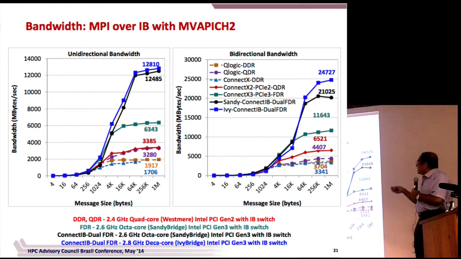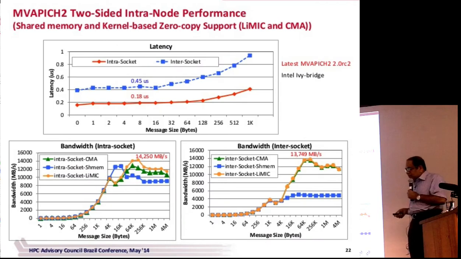And then this is the bidirectional bandwidth, so that means both sides are talking to each other, and there we get almost 24.7 or 25 gigabytes per second, so 200 gigabits per second. Okay, so this is the power of this commodity network, where these days you can actually achieve 100 gigabits unidirectional or 200 gigabits bidirectional.